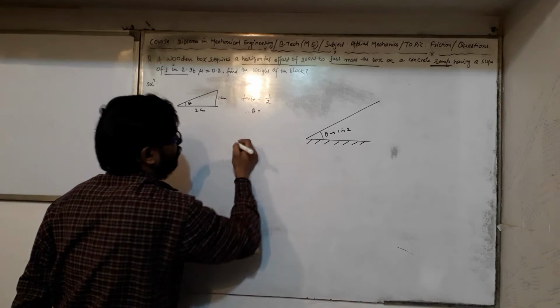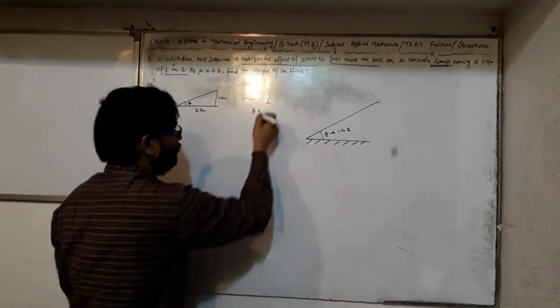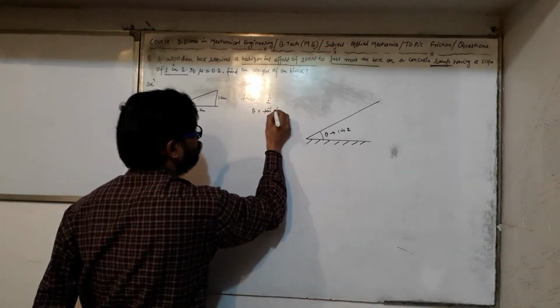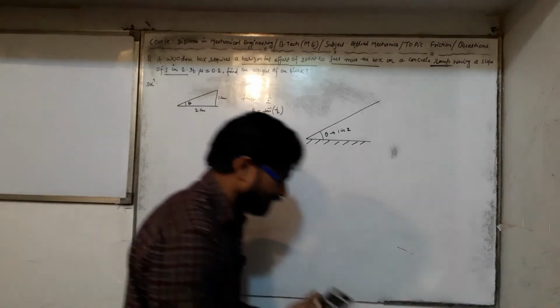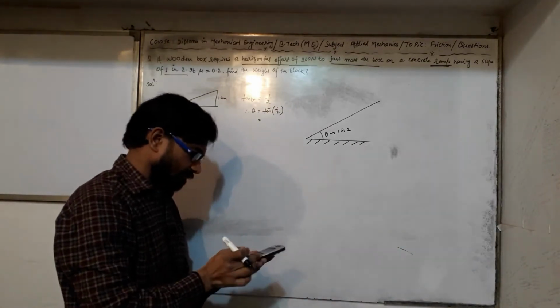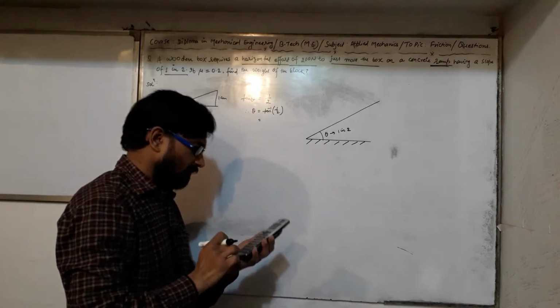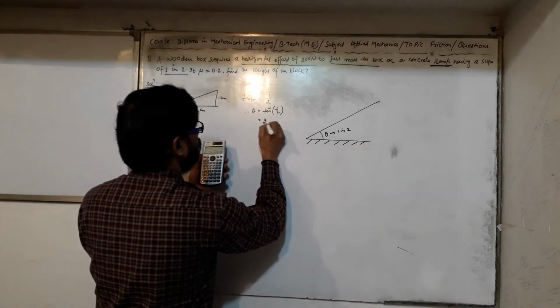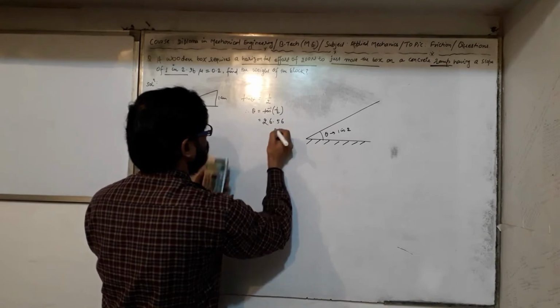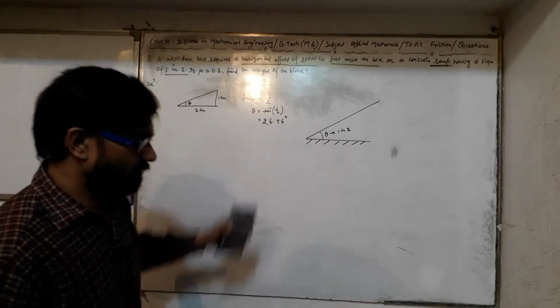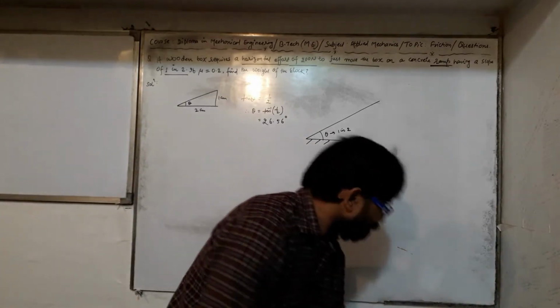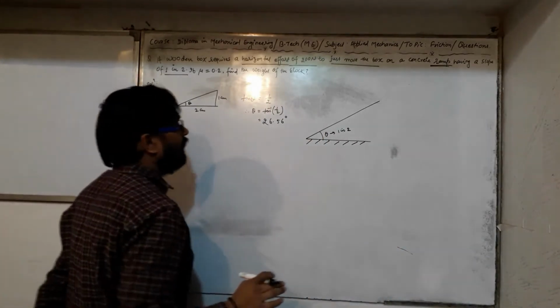Therefore theta is equal to tan inverse of 1/2, which is 26.565 degree if I take up to 2 decimal places. So this is the angle we have got.